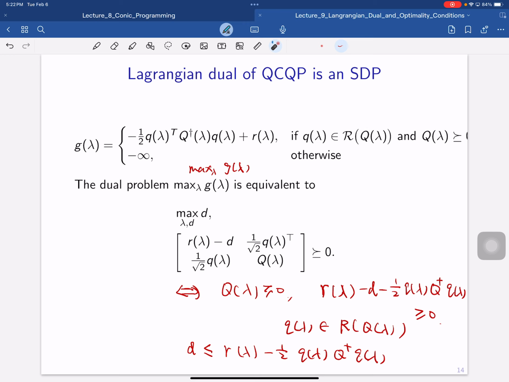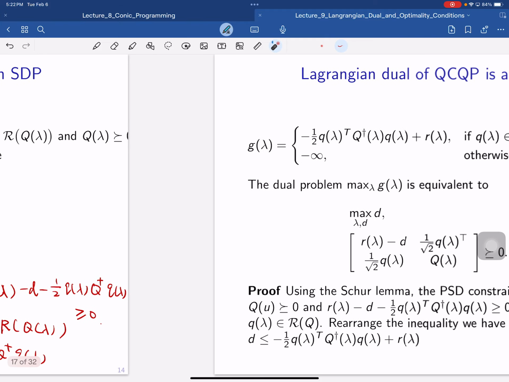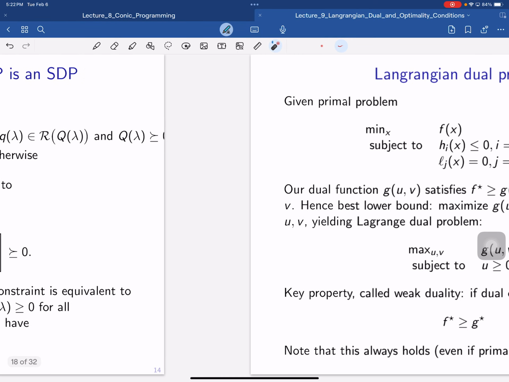And now you take the Lagrangian dual. The Lagrangian dual is an SDP, which is a convex problem. It kind of tells you that for any non-convex problem, if you take the Lagrangian dual, you can get a convex problem, perhaps. Actually, this is indeed the case. We will show it next. So this is a proof.